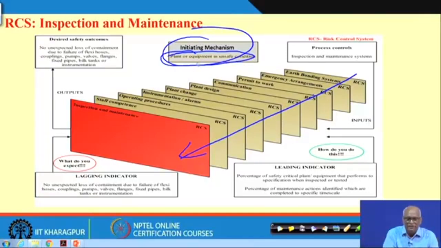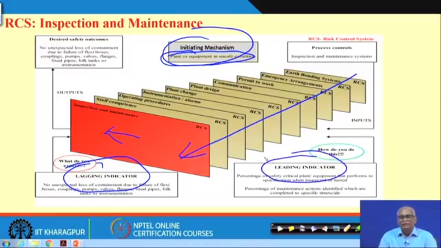Suppose initiating mechanism is plant or equipment in unsafe condition, that is one of the initiating mechanisms. If the plant is in unsafe condition, then the hazards will open out. So, suppose ITPM is one of the risk control systems, from the initiating mechanism, we have to find out lagging indicators and leading indicators. Lagging indicators will tell the weakness of the system. Leading indicators will tell the effectiveness.